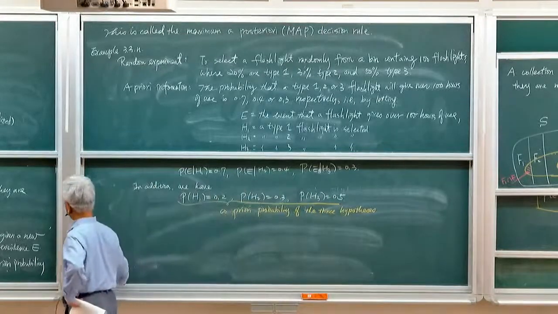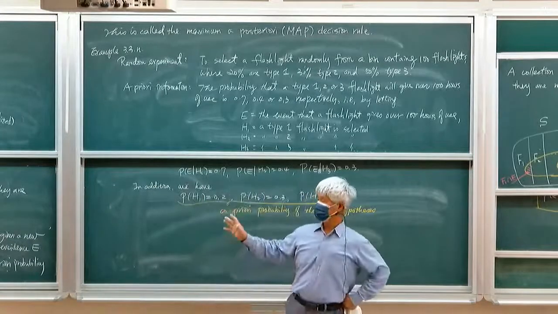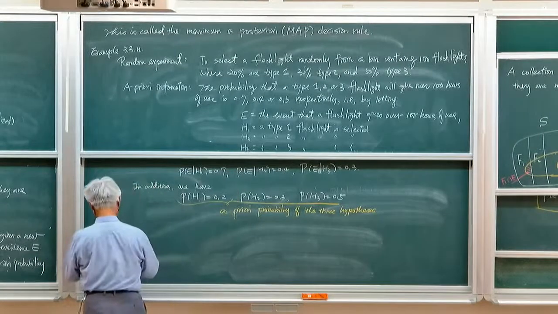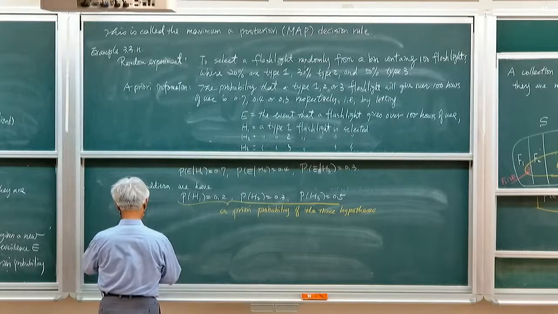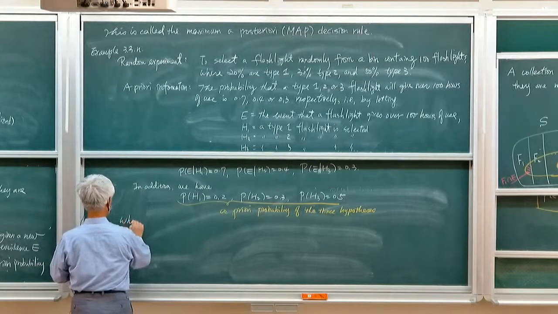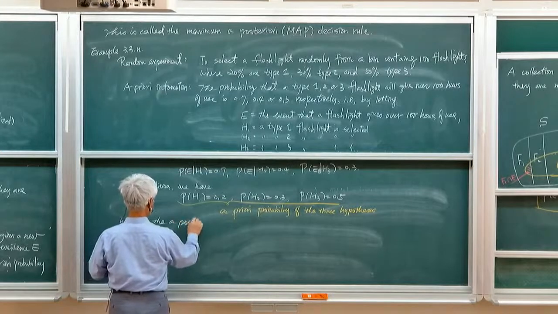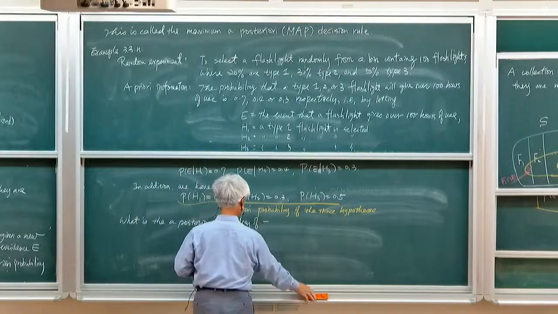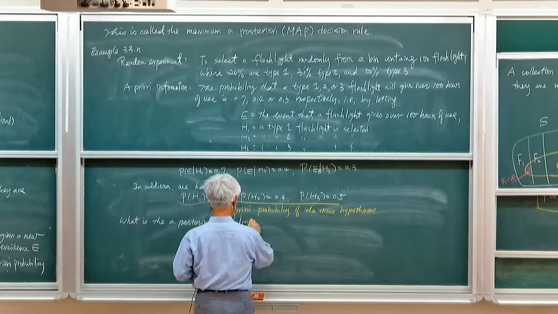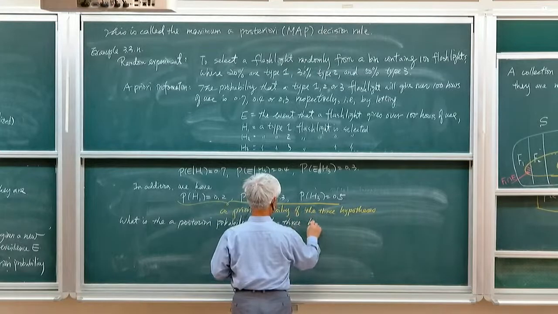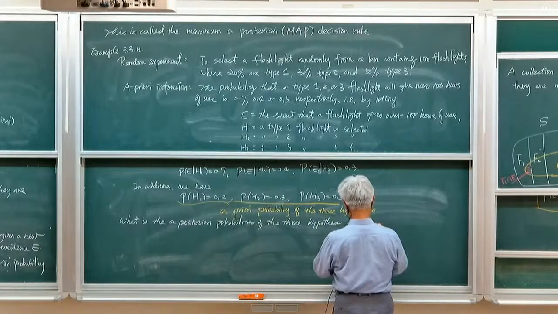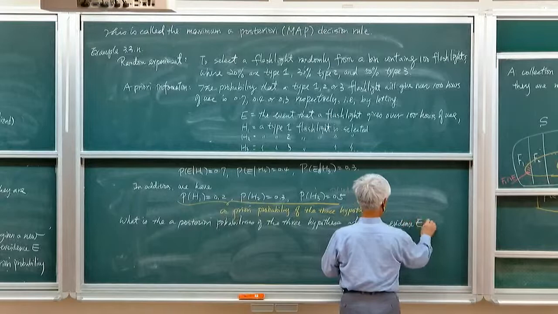But how about if we know, after some test by some instrument, the selected flashlight... what is the posterior probability of the three hypotheses after the evidence is observed.